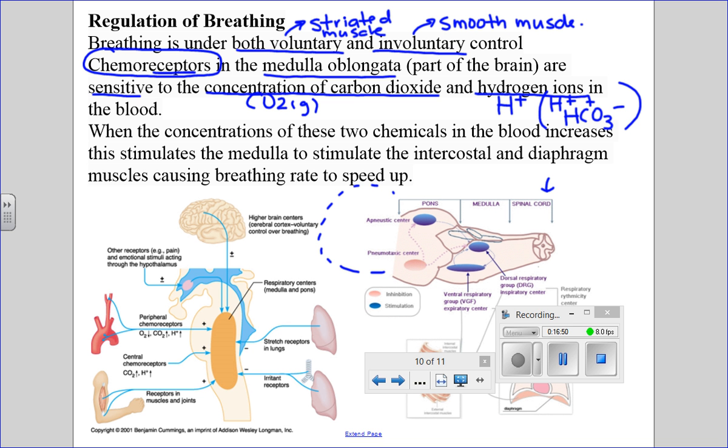So when the concentration of these two things increases in your blood, this stimulates your medulla, which stimulates your intercostal muscles and your diaphragm, and it's stimulating them to contract. Remember that when muscles contract, that pulls your rib cage up and out, pulls your diaphragm down, makes more room in your thoracic cavity so air can rush in. This speeds up the rate at which you are breathing.